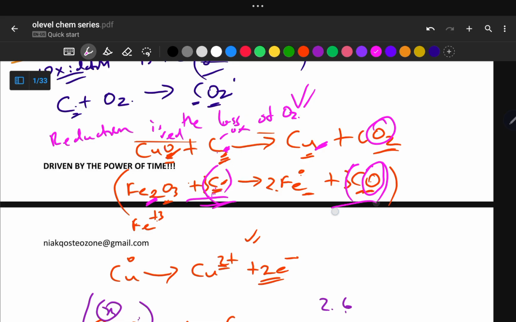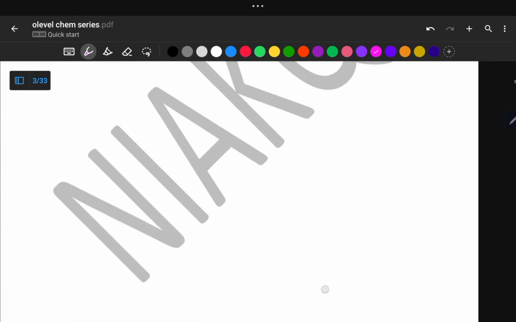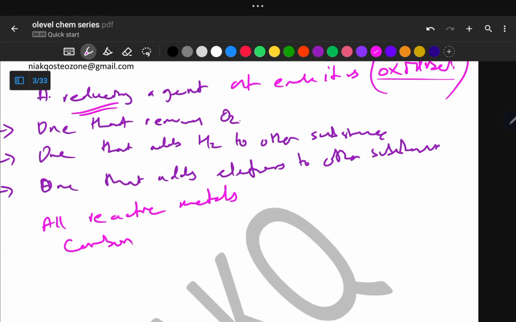Why? Because at the end of the reaction, it has gained oxygen. It has been oxidized, right? It took oxygen from this iron 3 oxide, so it is a reducing agent. Are we together? And also we have hydrogen. Hydrogen can also act as a reducing agent, and etc. So these are examples of a reducing agent.